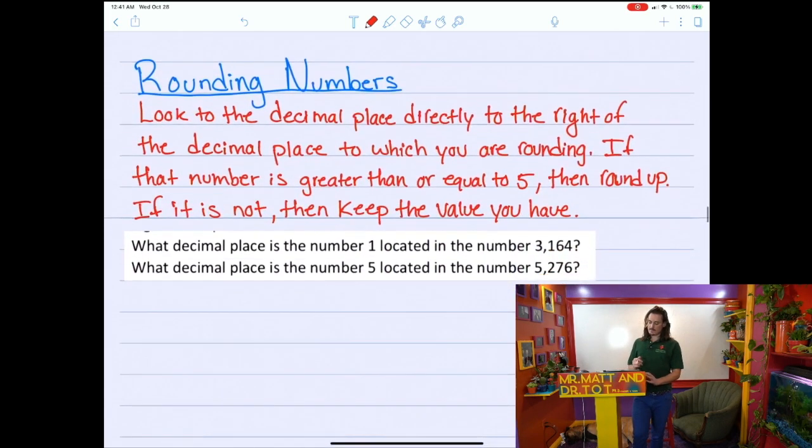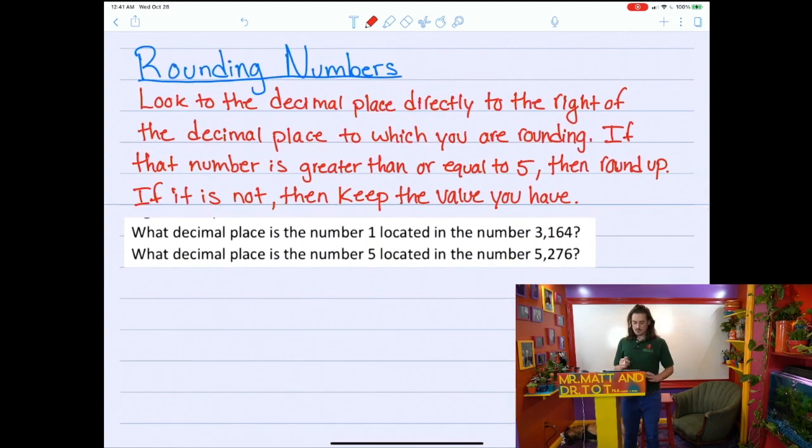Now let's talk about rounding numbers. When we round numbers, you need to locate the decimal place to which you want to round. After you do that, you look to the value to the right, and if that value is 5 or greater, you bump the value up. If that value is 4 or less, you keep the value as it is.